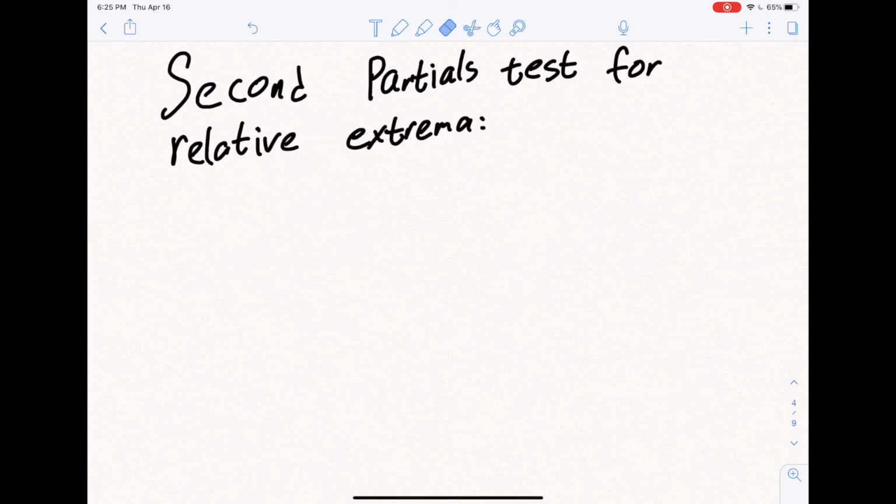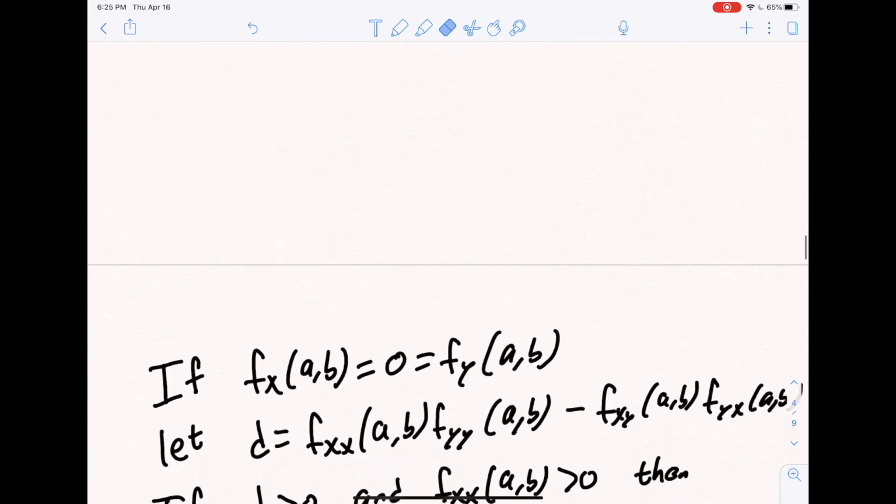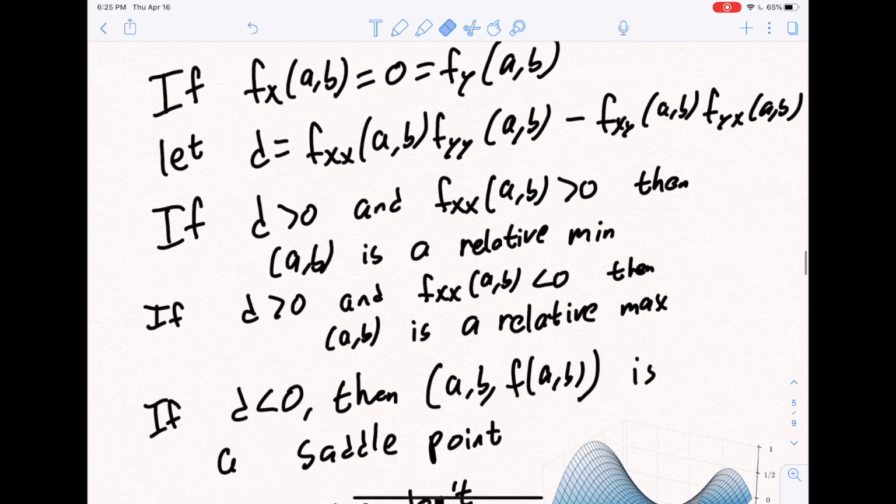By this point, you might be thinking, hey, we're finding critical points. Is there anything like a second derivative test to tell us if they're maximums or minimums, like there was in the one variable case? And I am so glad you asked. Let's talk about the second partials test for relative extrema. It's a little bit more lengthy than for the one variable case, but it looks something like this.